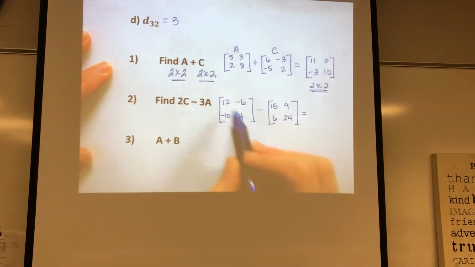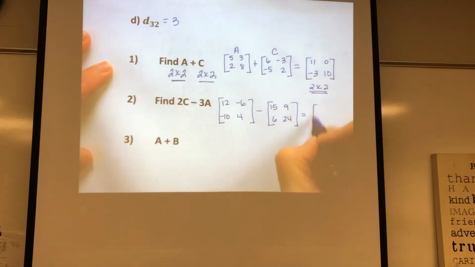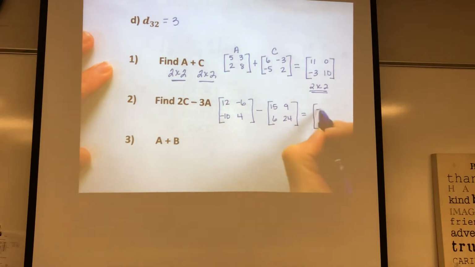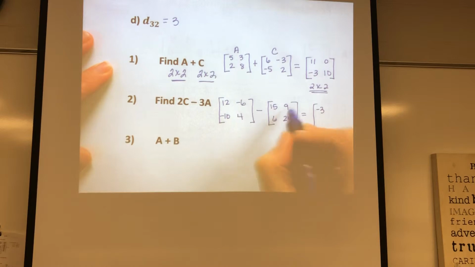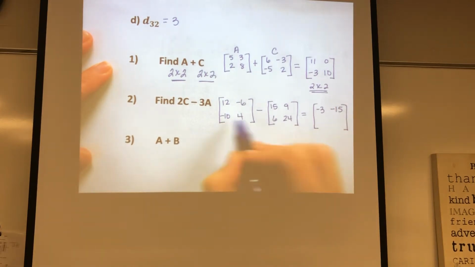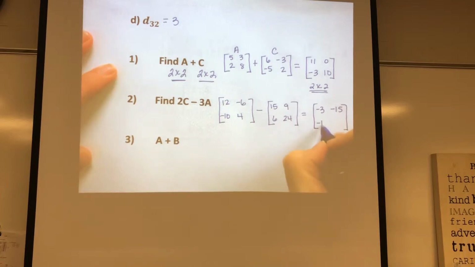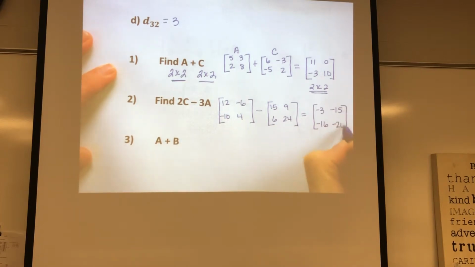Then you just subtract corresponding elements. So 12 minus 15 is -3. -6 minus 9 is -15. -10 minus 6 is -16. And 4 minus 24 is -20.